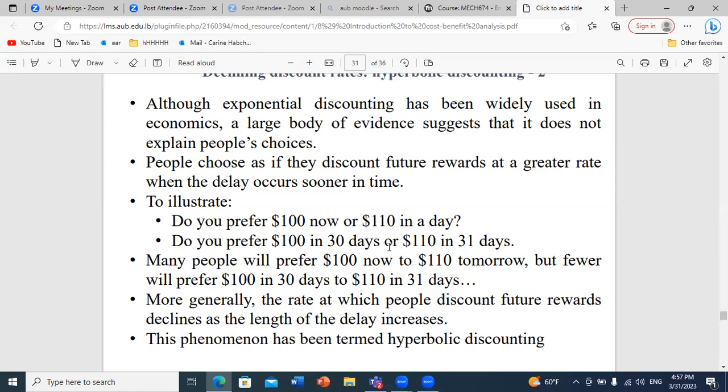So many people will prefer $100 now to $110 tomorrow, but fewer will prefer $100 in 30 days to $110 in 31 days. So this is why, in a more general case, the rate at which people discount future rewards declines as the length of the delay increases. This phenomenon has been termed hyperbolic discounting. So the discount rate is a variable rate with time, and it will not be a constant rate.